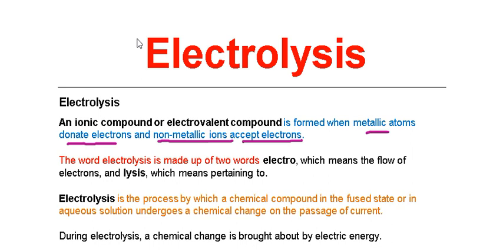The word electrolysis is made up of two words. First, electro, which means the flow of electrons, and lysis, which means breaking down. Now, electrolysis is the process by which a chemical compound in the fused state or in aqueous solution undergoes a chemical change on the passage of current. When you pass the current, the aqueous solution undergoes a chemical change.